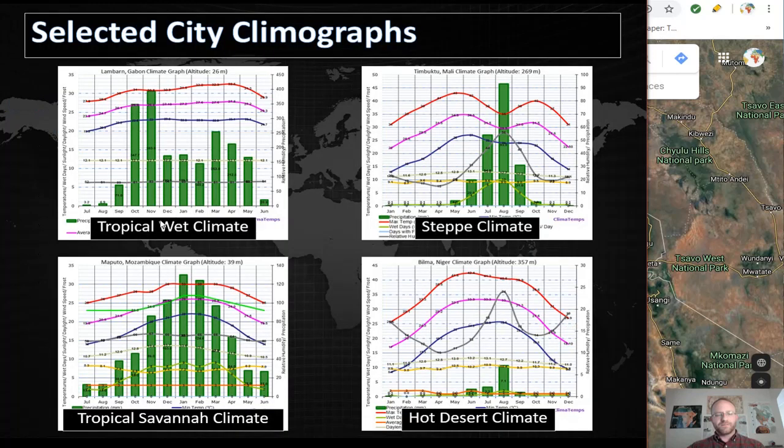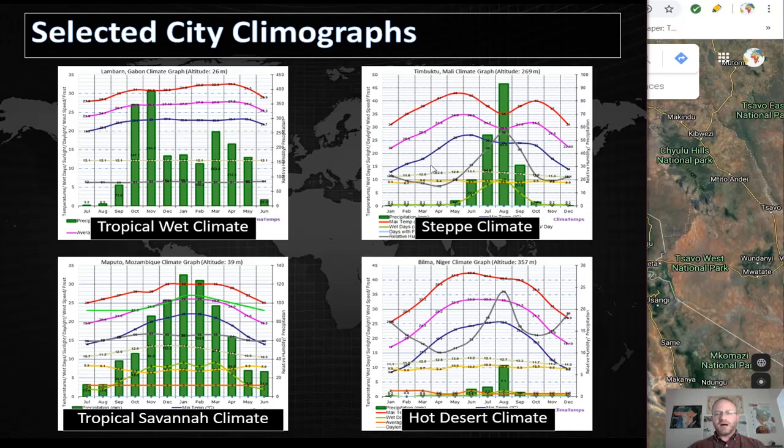elevation. Now this slide shows climagraphs for selected cities in different biomes. The graph on the upper left here shows the climate of Lambarn, Gabon, which is considered to be a tropical wet climate because of its rainfall patterns and stable temperatures. Notice that the average temperatures range from 27 to 28 degrees Celsius throughout the year, as you can see here in the purple. Lambarn's rainy season occurs in fall and spring of each year, as you can see here on both sides of the graph.